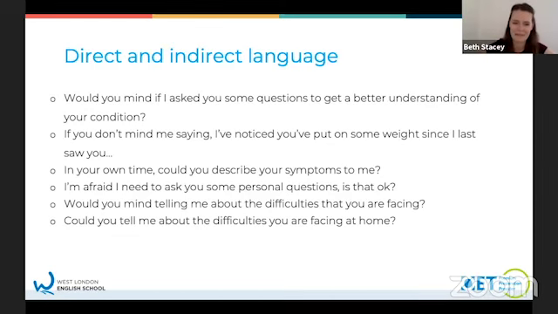Oh, the second one. If you don't mind me saying, I've noticed you've put on some weight since I last saw you. I mean, you can imagine this might be a difficult patient to deal with potentially. In your own time, could you describe your symptoms to me? I'm afraid I need to ask you some personal questions. Is that okay? So you're asking permission here.